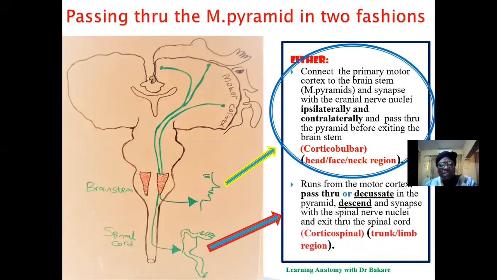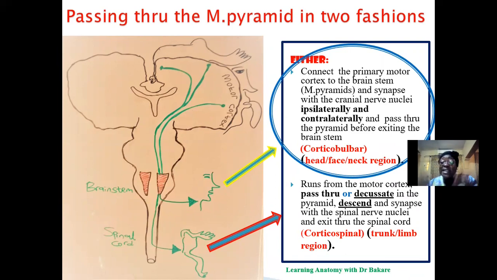And they could go downwards, and when they descend, the next structure that they descend along after the medulla is the spinal cord. They descend downward through the spinal cord, and finally they exit around the spinal cord region. When they exit, they innervate muscles around the upper limb, the lower limb, or the trunk. This is referred to as the corticospinal tract because they originate from the cortex and exit around the spinal cord. The muscles that they innervate are located in the limbs and the trunk region.